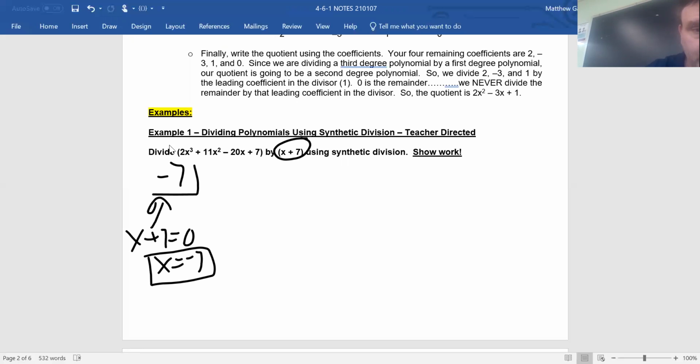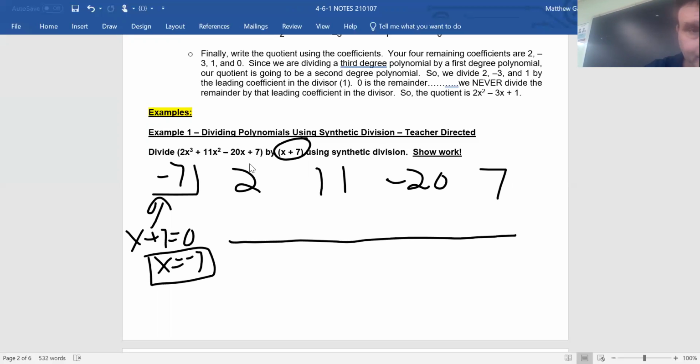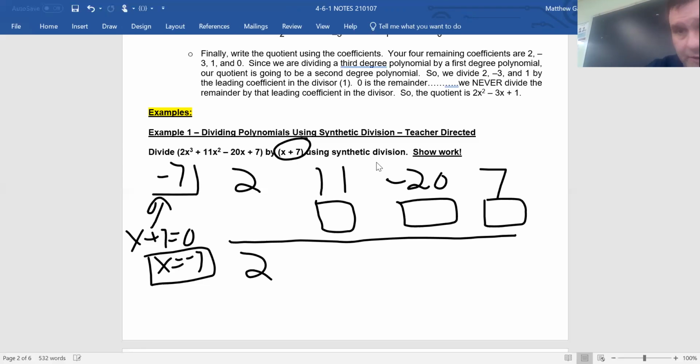And what we do horizontally is we list the coefficients of the dividend. So 2x cubed. We do 11 for 11x squared, negative 20 for negative 20x, and positive 7, a constant. Okay. Now, the first thing we always do is just we bring down the leading coefficient. So technically, we add 0 to it. I don't write a number in here, okay? But we're going to write numbers in here, here, and here. So it's a pretty simple pattern.